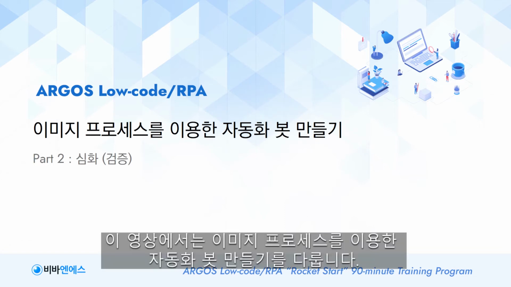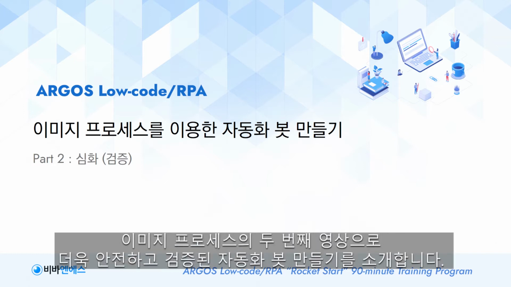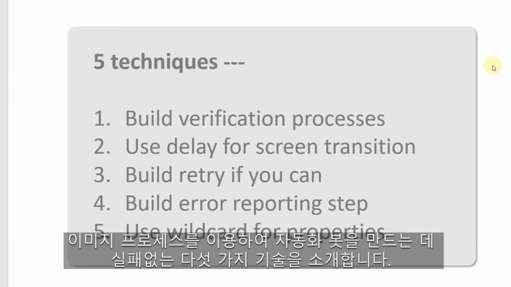This is part 2 of image process-based bot building. I'm going to talk about adding stability and robustness. There are 5 techniques to do that, and they are listed here.